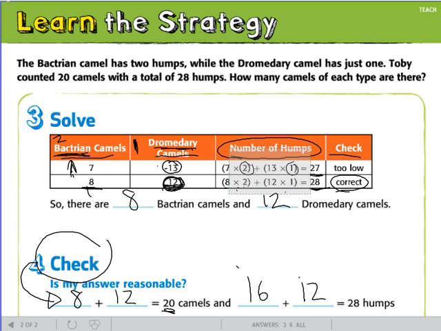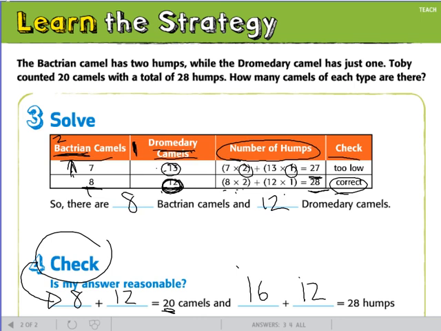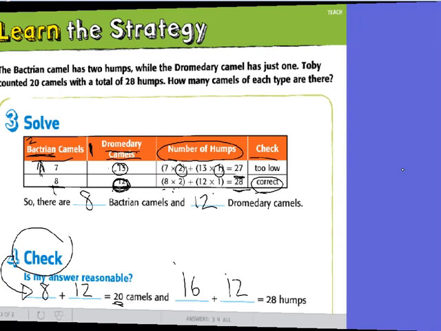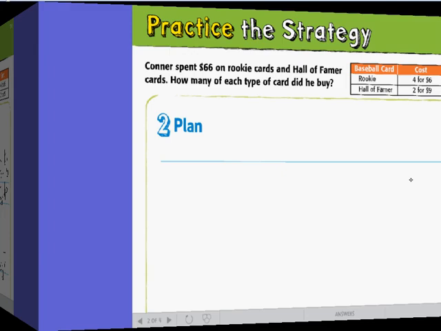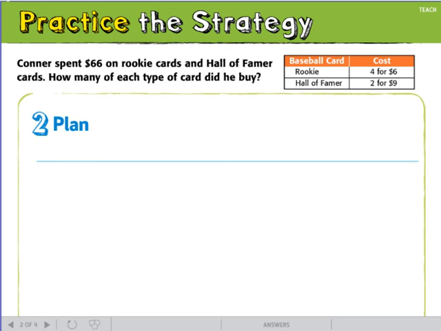See that? 7 times 2 plus 13 times 1. 8 times 2 plus 12 times 1. And our total. So what we're going to look for, what total do we know? We know the total of something. What do we know the total of? How many dollars he spent? Which is what? $66.